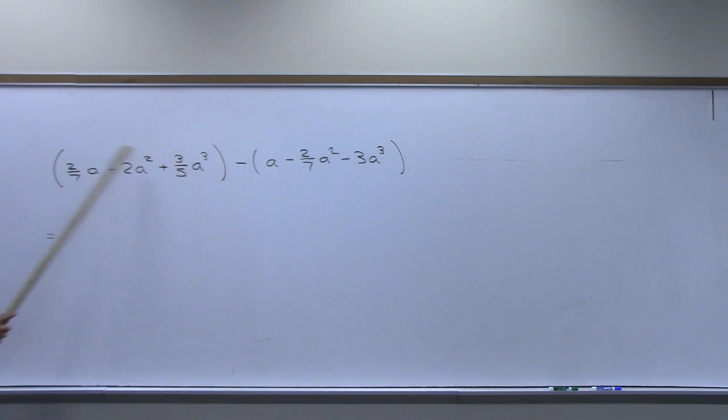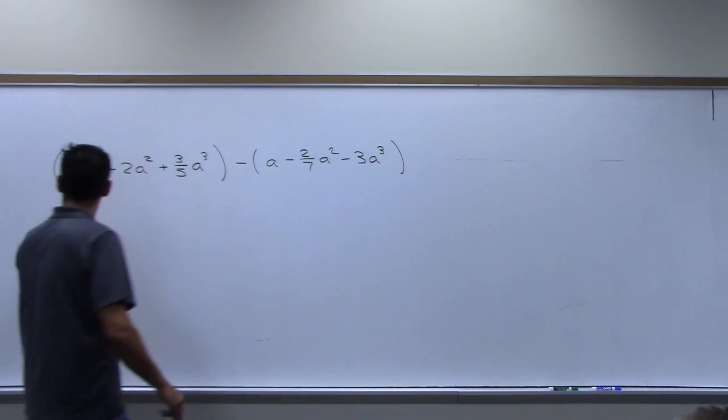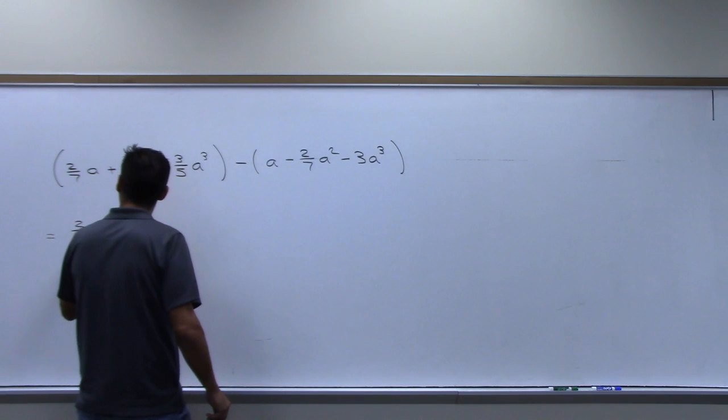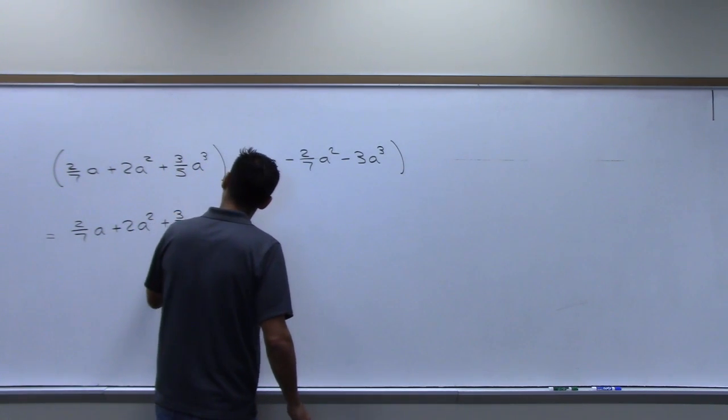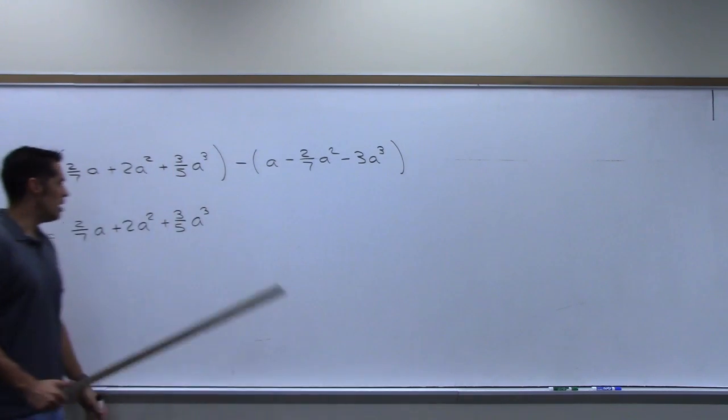So on this first expression, can I just drop these parentheses? Yes, because there's really like a 1 out here, and you'd pass the 1 through, and it would just be this. So 2/7 a plus 2a squared plus 3/5 a cubed. And that's it. We're done with that part.